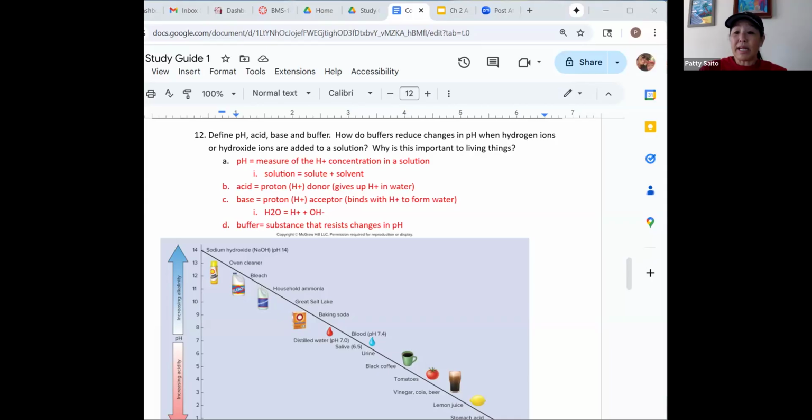And so bicarbonate ion is an example of a buffer in the blood. So this is an example.